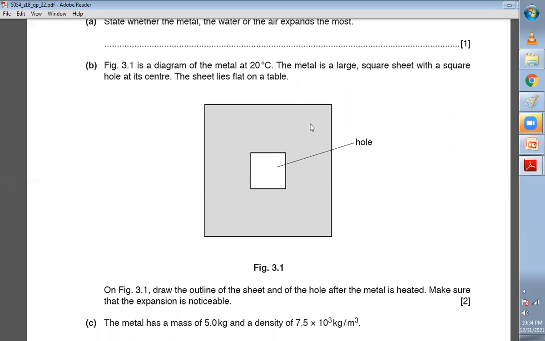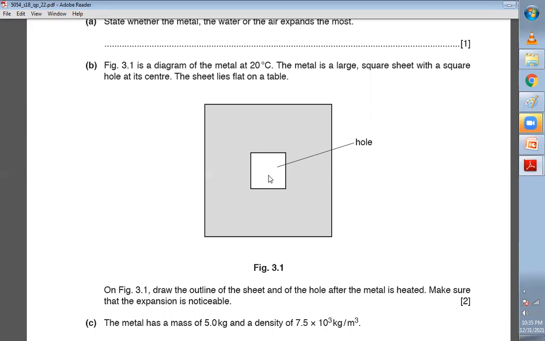So you heated it, and obviously we know that when you heat it, it will expand. So these outer edges, this dimension, will increase. This dimension will also increase. But what will happen with this hole? The dimension of this hole, this dimension will also increase, and this dimension will also increase. So this hole will become larger.